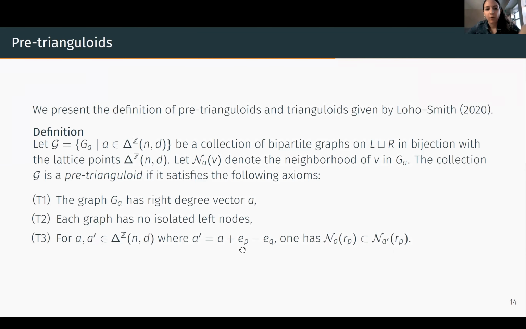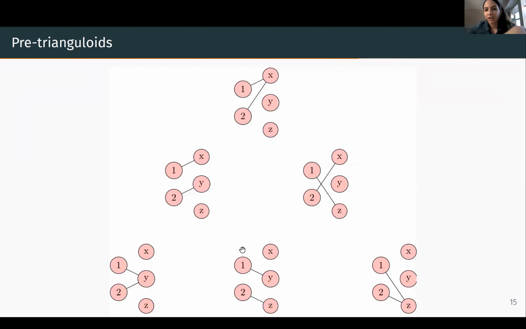And so the first axiom, again, right degree vector A. So this is in spot 2, 0, 0. And so you see 2, 0, 0, 1, 1, 0, 1, 0, 1, and so on. All the left degree vectors, so all the left-hand side vertices, are connected to something. And then the third axiom is saying the following. So these two are right below this one.